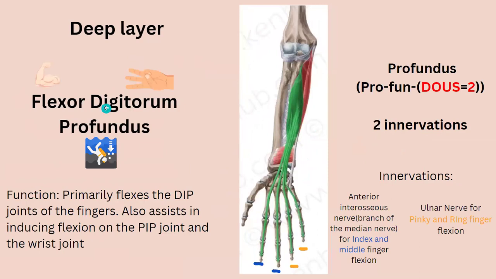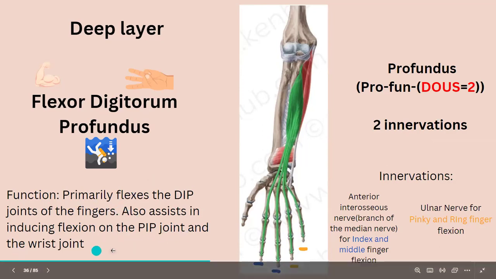Now, the second muscle in the deep layer is your flexor digitorum profundus. So we took the flexor digitorum superficialis. This is the one I was talking about, the other muscle, the flexor digitorum profundus. Profundus just means deep. So a muscle that flexes your digits in the deep layer. Again, the function primarily flexes the distal interphalangeal joint of the fingers. It also assists in inducing flexion on the PIP joint and the wrist joint.